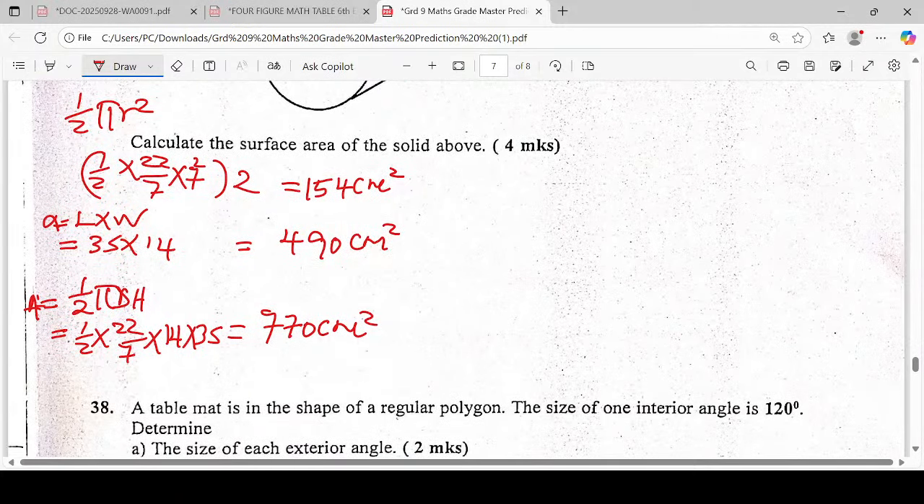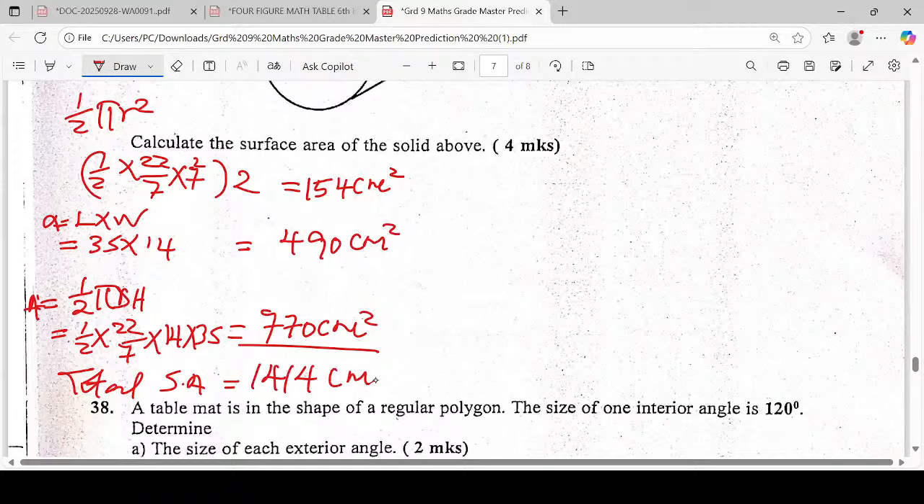Then when you want to get the total surface area, what do you do? You simply add all of this. You take 154 plus 490 plus 770. That is going to give you 1414.